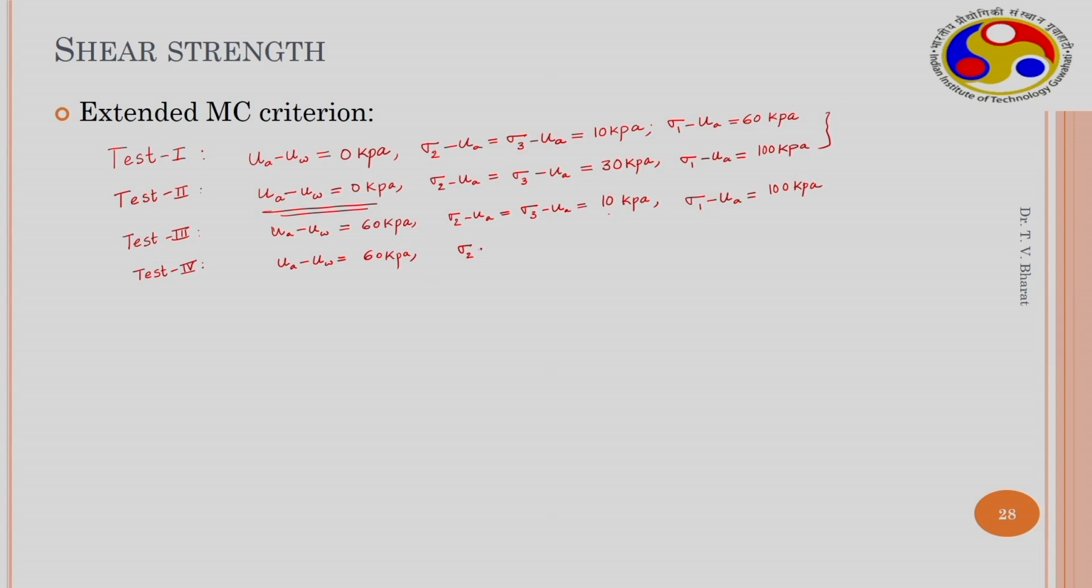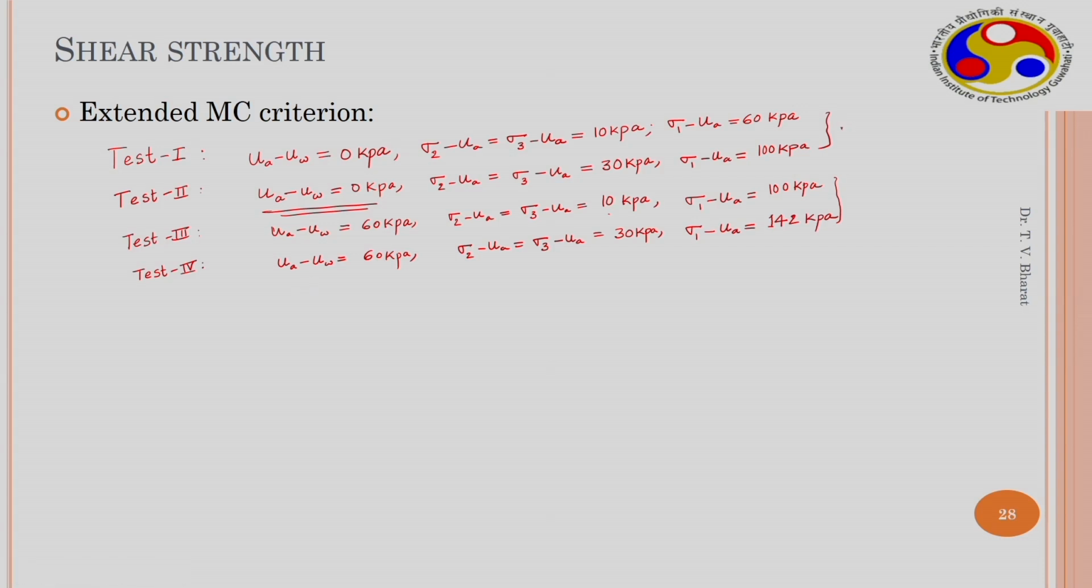Similarly, another test is conducted, test 4, where the suction is maintained constant at 60 kilopascal, but the all round pressure is changed to the same value as test 2, that is 30 kilopascal. As the all round pressure is increased while keeping the suction constant, definitely sigma 1 minus UA increases. So this value becomes 142 kilopascal. It failed at a higher major principal stress, so a higher deviatoric stress. So this is another set of data.